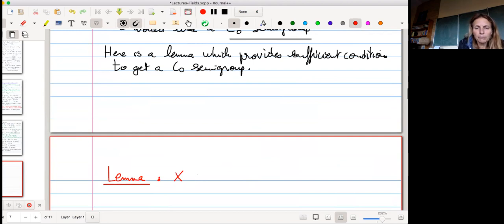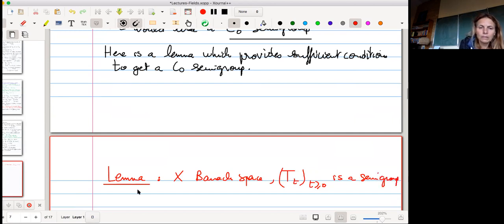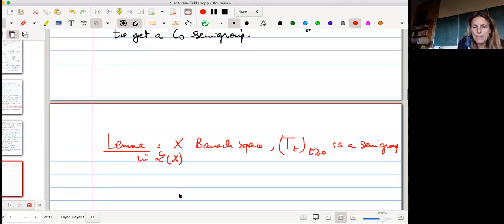So assume that X is a Banach space. Assume that T(t) is a semigroup on X. Okay, so our X embeds in all of D. Assume that the polynomials are dense in X.